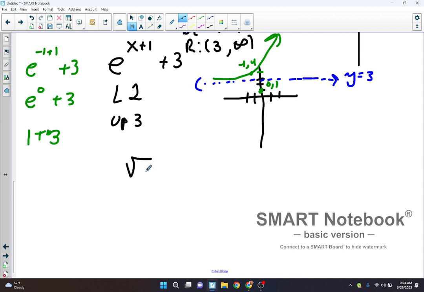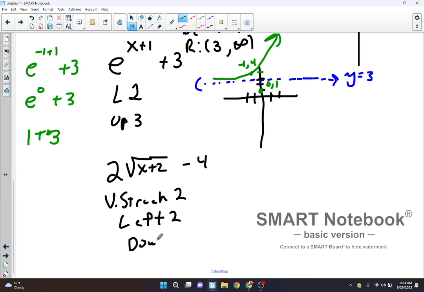Square root, which has something on both. x plus 2 minus 4. Let's put 2 here also in front, just to talk about it. Okay, so what's happening transformation-wise? The vertical stretch 2. Good. Left 2, and down 4. Good, down 4. So for this graph, we're going to go left 2, down 4.